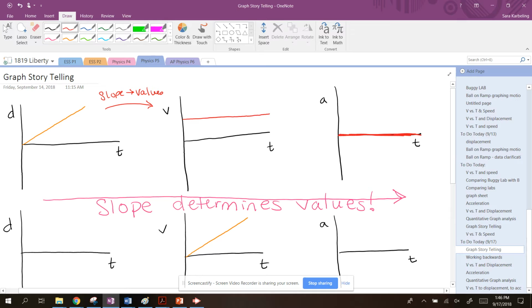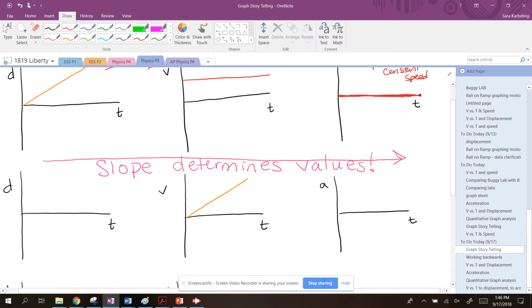A walk through the park or whatever. But we know that it's definitely got to be at a constant speed, right? So far, so good? That first one was easy-ish. Let's try the next one.